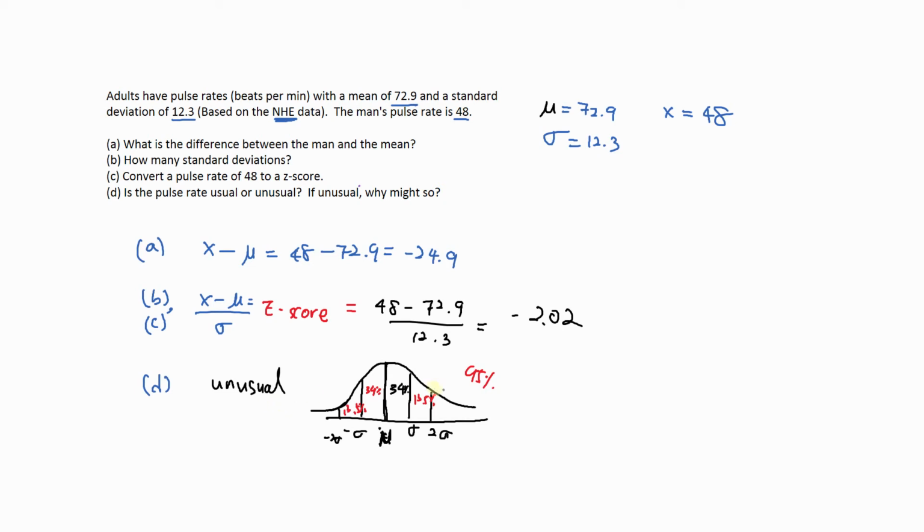from the population data. So unusual, and then we have to describe why, because statistics is always about why and how. Why? Because a person with an athletic background, or many athletes, tend to have a lower pulse rate, so we can kind of assume the man is an athlete.